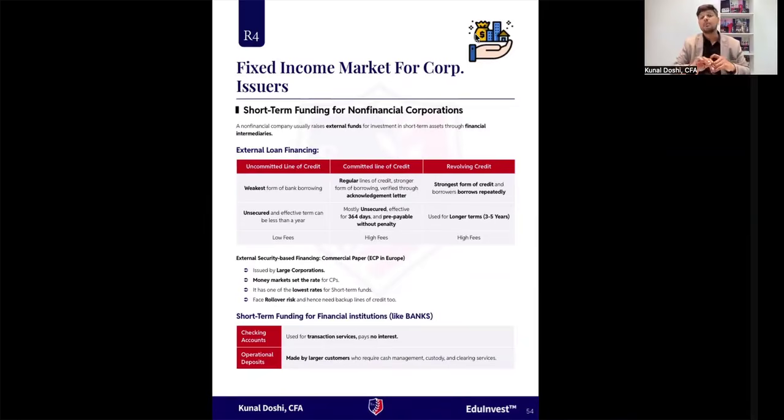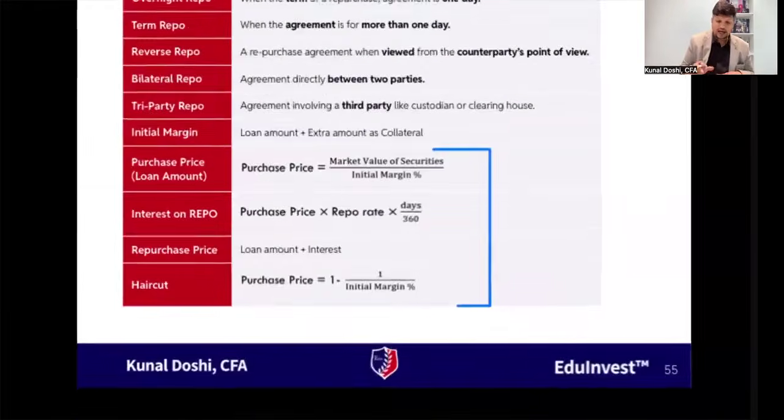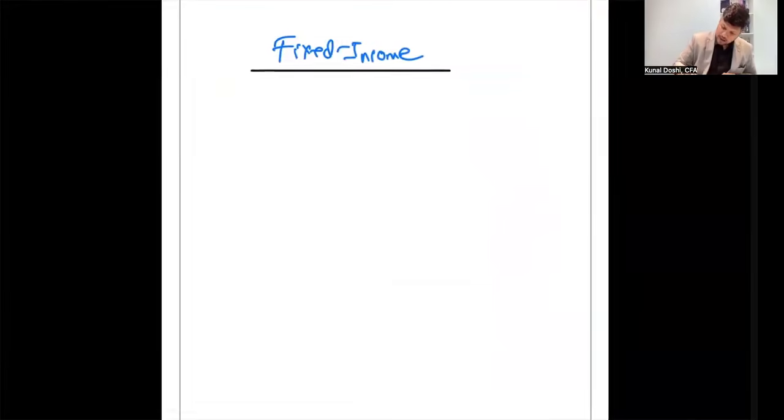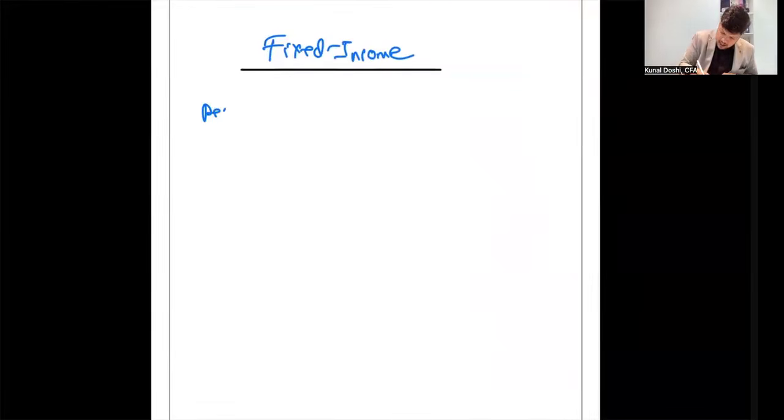When banks borrow or lend funds, they use the interbank market tool or instrument that is called repo. Under repo, one of the very famous formulas is the haircut formula, which is highly testable. In the class, we have actually calculated all components: the purchase price, or so-called loan amount, interest on it, which is called the repo rate, and then the repurchase price. Based on that, we calculate the haircut. So these are four formulas related to repo, the repurchase agreement.